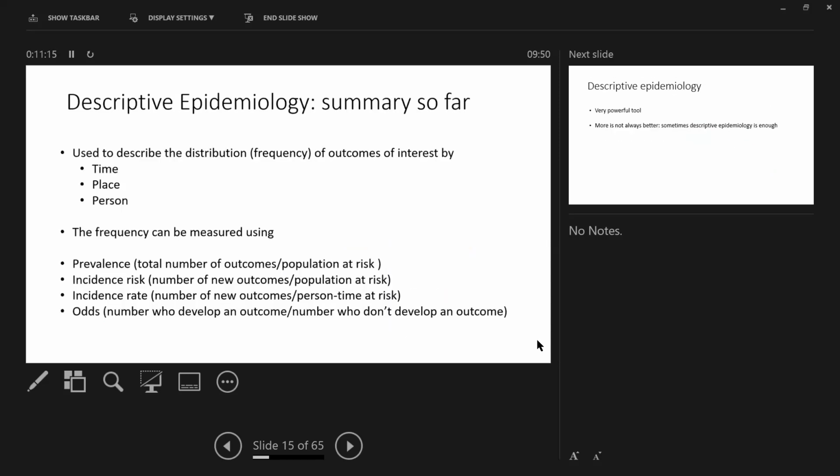Right. So what we need, in the very first lecture, we introduced this concept of time, place, and person, and this is really important to describe the distribution of your outcomes of interest.